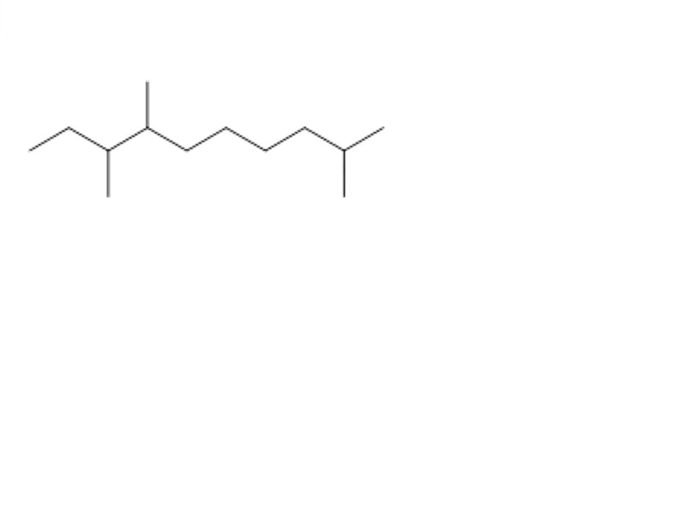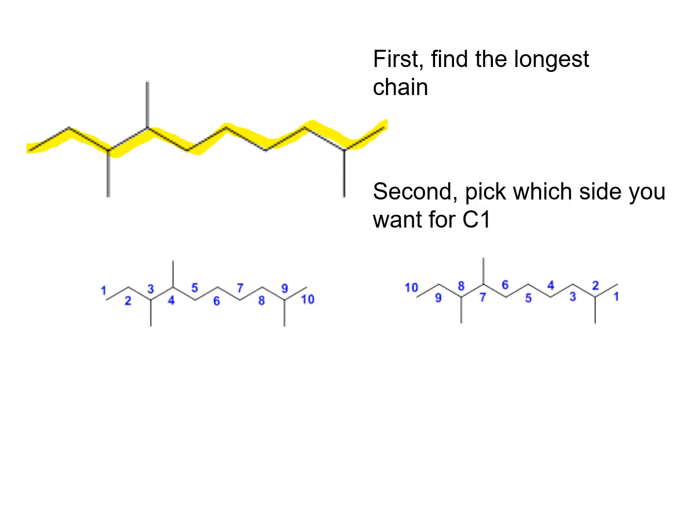Let's see a last example. First thing, we want to find the longest chain. So let's take a highlighter. 1, 2, 3, 4, 5, 6, 7, 8, 9, 10. So we know that this is going to be decane. And then we need to pick the side from which we want to start numbering. So we have 2 options, right? The one on the left starts on the left, and the one on the right starts on the right. So which one are we going to pick?